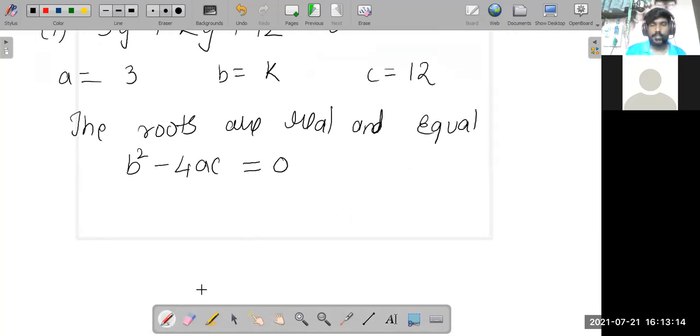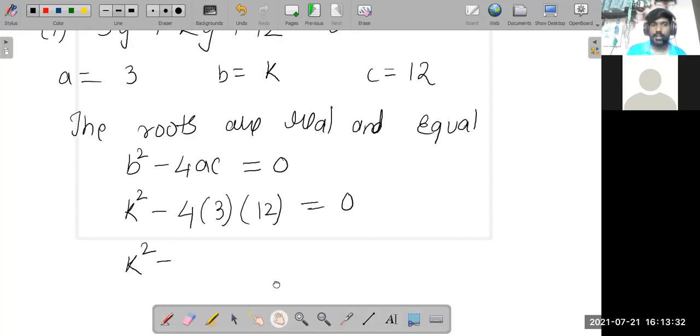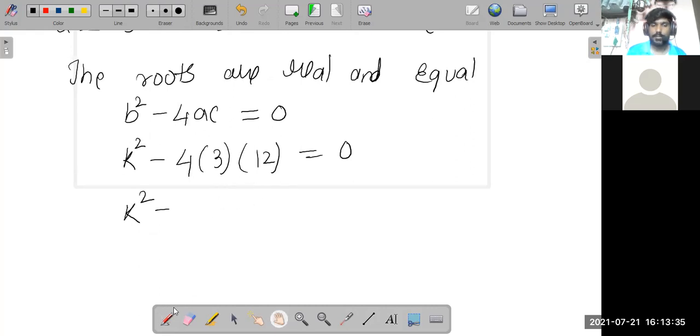Now in this discriminant, substitute the values. B is k, so k square minus 4 into a, that is 3, into c, that is 12, is equal to 0. Can you do this calculation? 4 multiplied by 3 multiplied by 12. 4 into 3 is 12, and 12 into 12 is 144. Yes, correct. k square minus 144 equals 0.